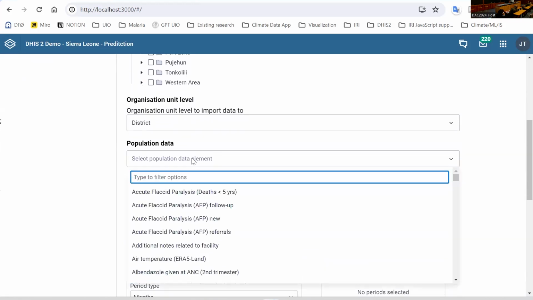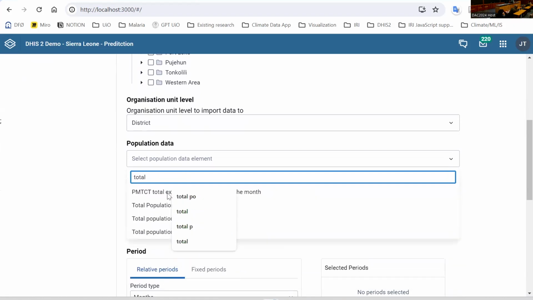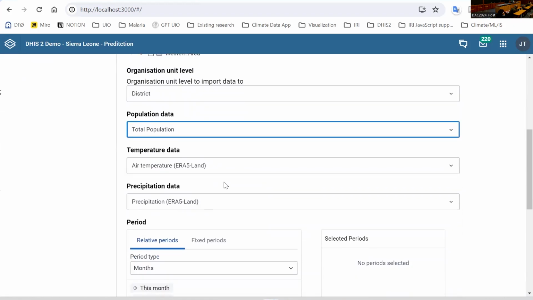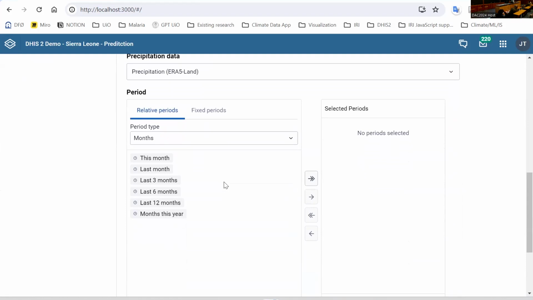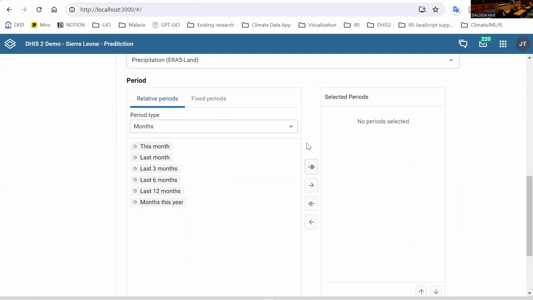Some of the models also need population data, how many people live in each district, so I also plot this in. And the temperature data is pre-selected here. Both temperature and precipitation are needed, but leave it as it is. I also want to choose for how long we are going to train on this data, because these models need data to be trained on to identify the variation between climate factors and cases.